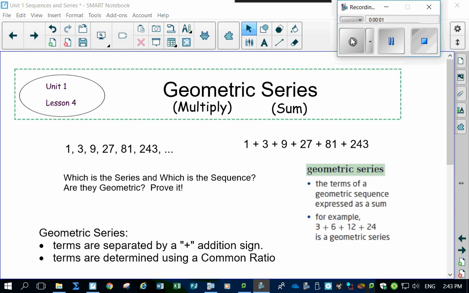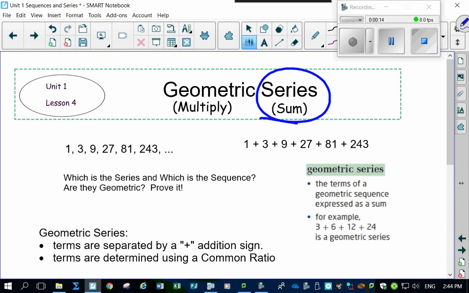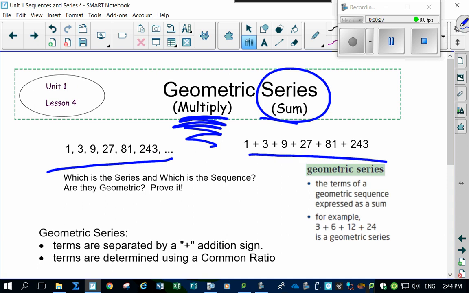Well, just like arithmetic, we had sequences, and now geometric has sequences, and arithmetic had series, and now geometric has series. Remember what series means? Series means to sum, but geometric means we've got a common ratio that we multiply things with. So, which is a series? Which is a sequence? Okay, sequences, series. You know what? They're in alphabetical order.